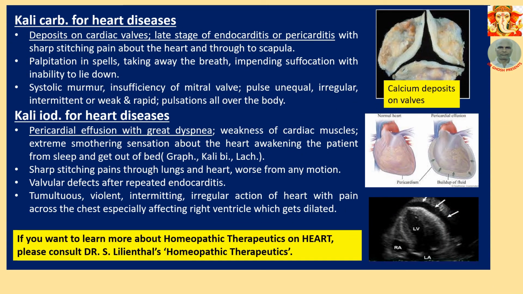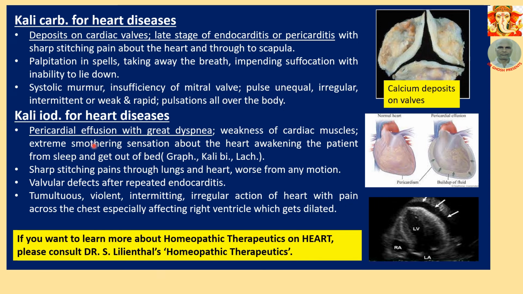Calcarea carb for heart disease. Deposits on cardiac valves. This is the cardiac valve. See how calcium has been deposited. Late stage of endocarditis and pericarditis with sharp stitching pain about the heart and through to the scapula. Palpitation in spells, taking away the breath, impending suffocation with inability to lie down. Systolic murmur. This systolic murmur is an abnormal sound in the heart, audible through a stethoscope by experts. Insufficiency of mitral valve, pulse unequal, irregular, intermittent or weak or rapid, pulsation all over the body.